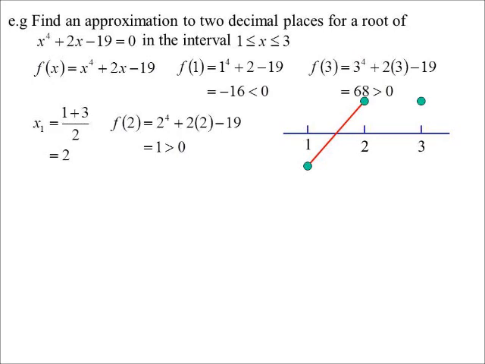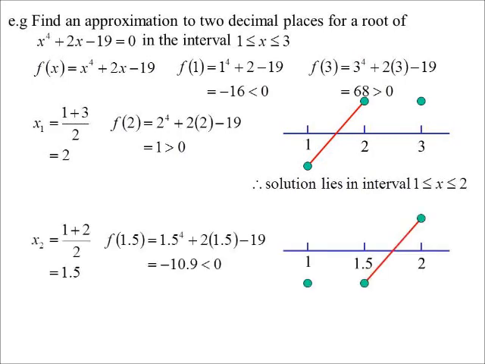We now know function 1 is negative. We knew function 3 was positive, but we also now know function 2 is positive. So therefore, I can make my interval smaller. Instead of saying between 1 and 3, it's now got to be somewhere between 1 and 2. I can halve the interval again.